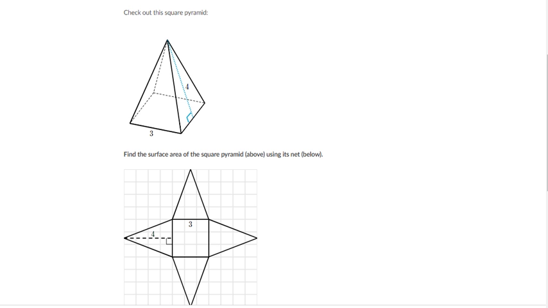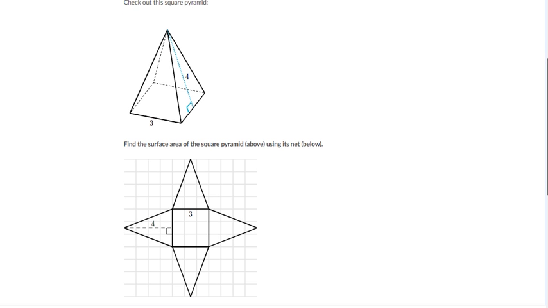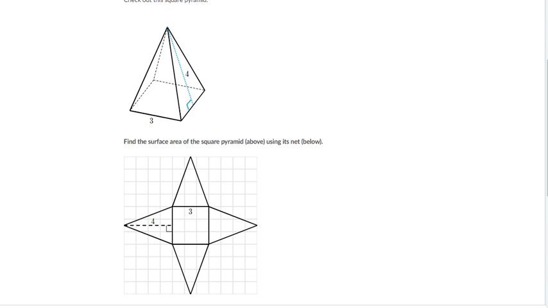So let's set up another one. They asked us to find the surface area of this square pyramid. But again, they help out a lot because they actually give us the net of the square pyramid. So what are my context clues? I have 3, and this is also 3, so 3 by 3. I know that this is 3 here. This is a 4. I know that, and I can see from the bottom here to the top here is 1, 2, 3, 4 squares from the base to the top.